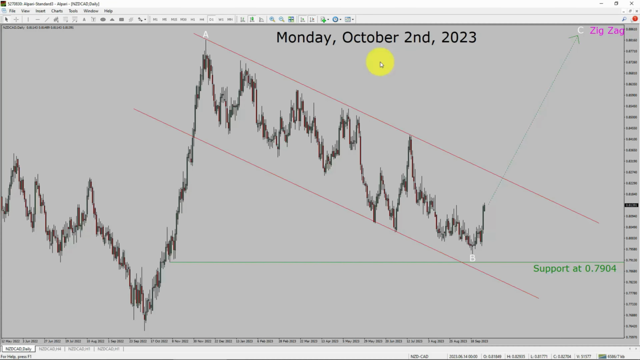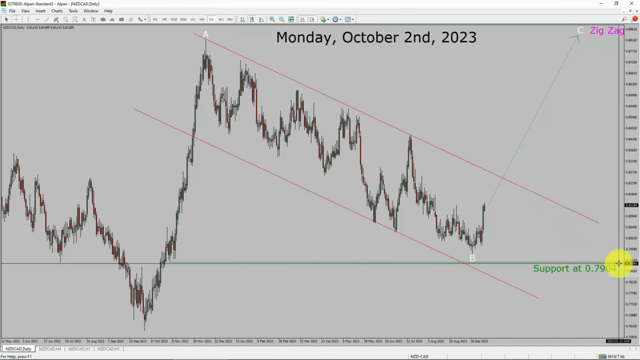Today is Monday, October 2nd, 2023. I am going to analyze NZD CAD currency pair. Let us start the top to bottom Elliott Wave analysis. Inside daily time frame, the trend is up in NZD versus Canadian dollar currency pair.